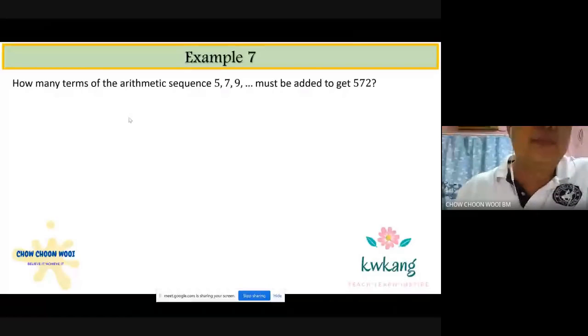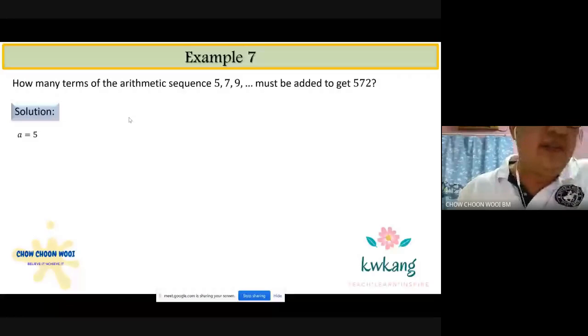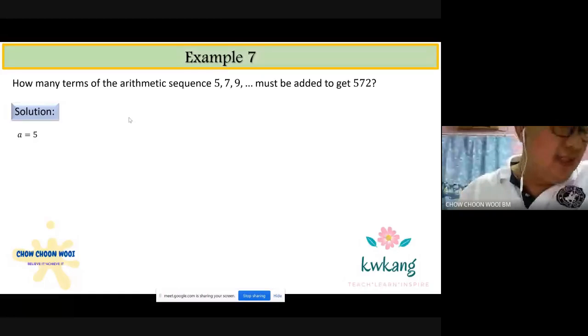Okay. So how many terms of an arithmetic sequence 5, 7, 9 must be added to get 572? Okay. So look at the solutions here. The first one, definitely we need to identify A. The first step. Kita tentukan A. Dah dapat A. Lepas itu kita nak cari apa? We need to determine D, is it? D adalah 7 tolak 5 iaitu 2.